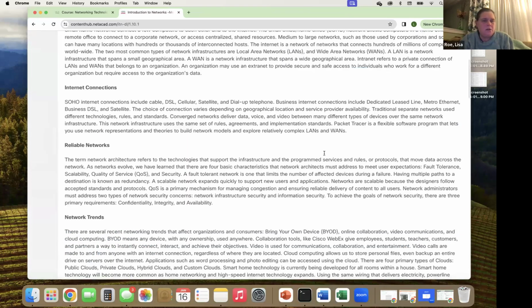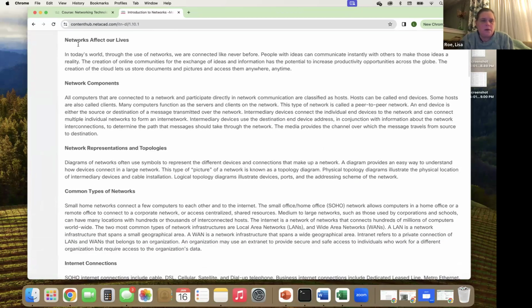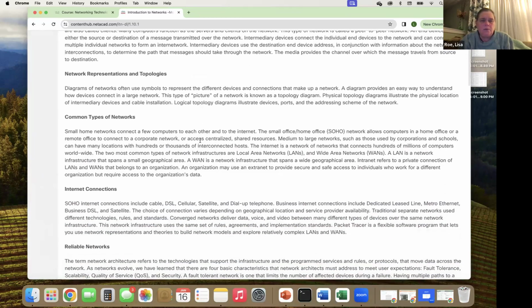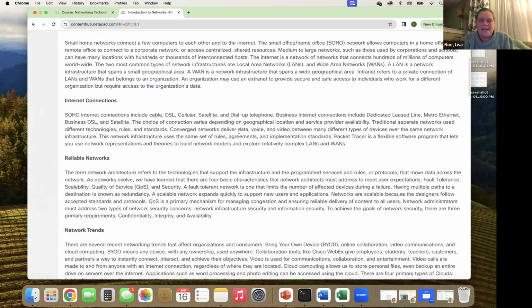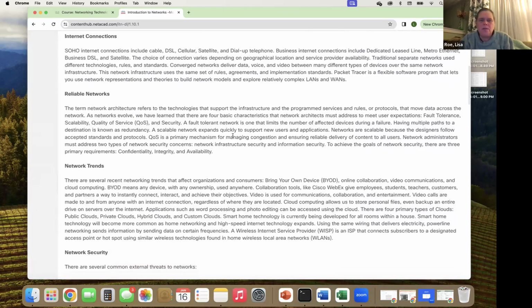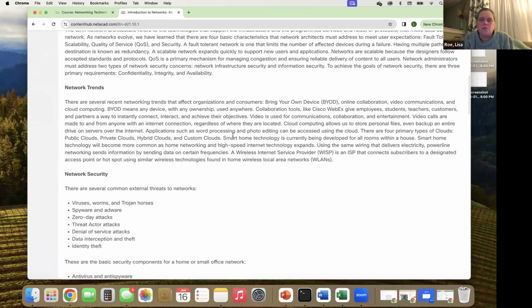So we've come to the end of this module, and here is a nice summary of everything that we've talked about: how the networks affected our lives, the different components, how are they represented, what are the different kinds of networks, the PAN, the LAN, the MAN, the WAN, right? How do we connect to the internet itself? What do we mean by reliable networks with fault tolerance, quality of service, scalability, those types of things? What are some of the trends that we're seeing in networks?